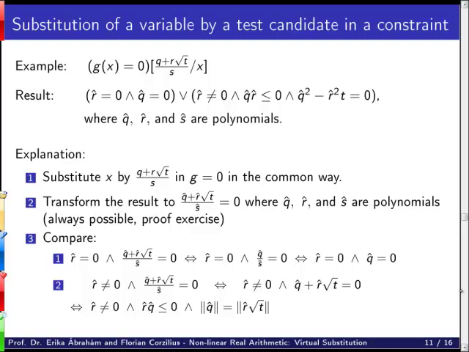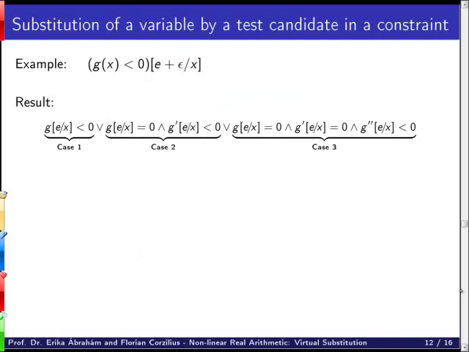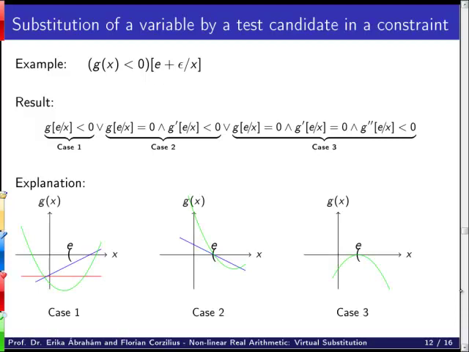So next is giving you more of an idea of how this epsilon works. We want now to substitute x in this constraint by some expression plus epsilon. And now we have three cases. To understand these cases, we take a look at the graph of g of x, the function graph plot.